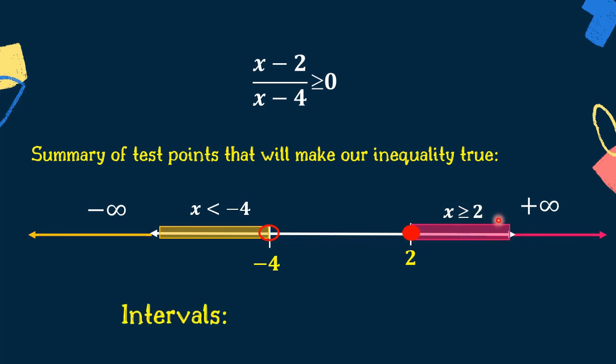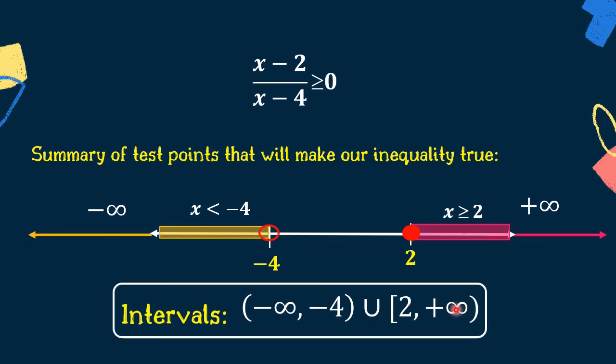So therefore, the solution to our rational inequality is written again from left to right. We have open parenthesis, -infinity, comma, to -4. Since -4 is not included, we use parentheses, so close parenthesis. Since we have two intervals as our solution, we will use union. We have here open bracket 2. Since 2 is included, we will use a bracket. So we have open bracket 2, comma, to +infinity. This is the solution to your rational inequality here.